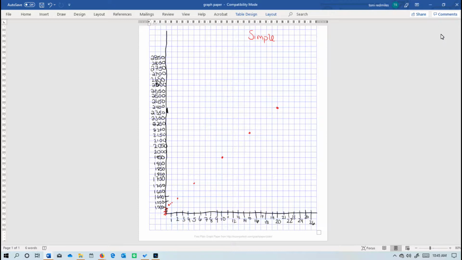So what I have here is simple. I'm putting the simple in red. Okay, and this is the time down here, and this is the yield, the amount of money we get out of the investment. All right, and if I were to connect all these dots, and I'm not the best at this, so give me a break on it, you'll see it makes a straight line. That is because simple is linear.